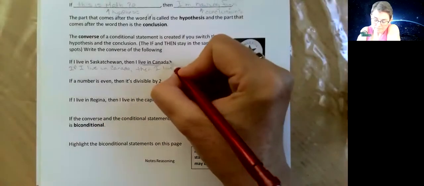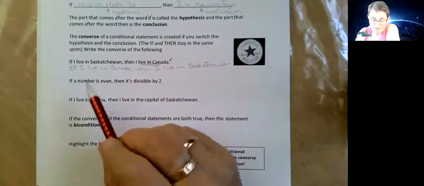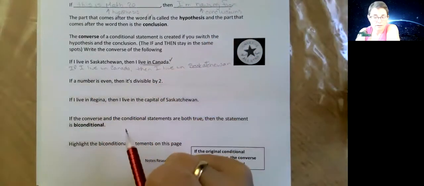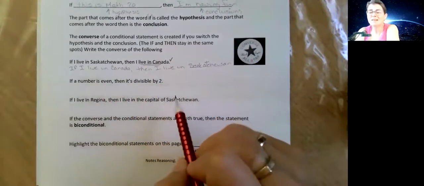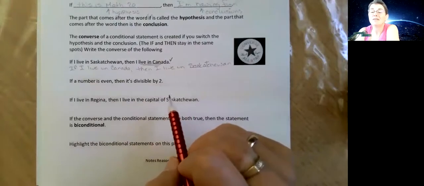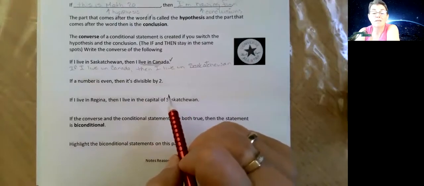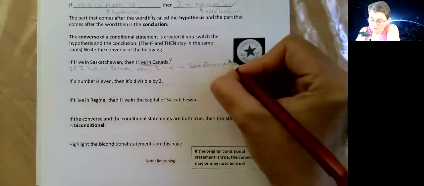So here's the first thing we're going to learn about converse. If I live in Saskatchewan, then I live in Canada. Is that true? Yes. But when we do the converse, if I live in Canada, then I live in Saskatchewan. No, I don't. I could live in BC, Ontario, or on Cape Breton Island. So this part is false. If your original conditional statement is true, it doesn't mean your converse is going to be true. Might be, might not.